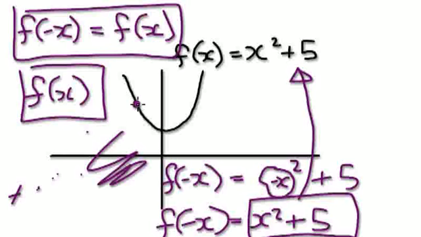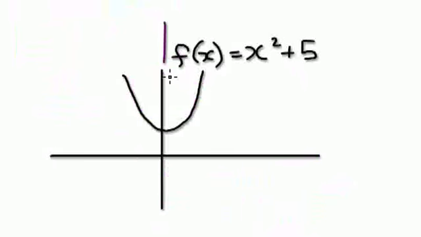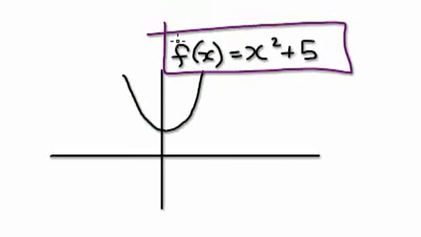Because if you look at this here, this point will get moved over to here. This point here will get moved over to here. This point here gets moved over to here, and it would be exactly the same. So you know that this here is an even function.